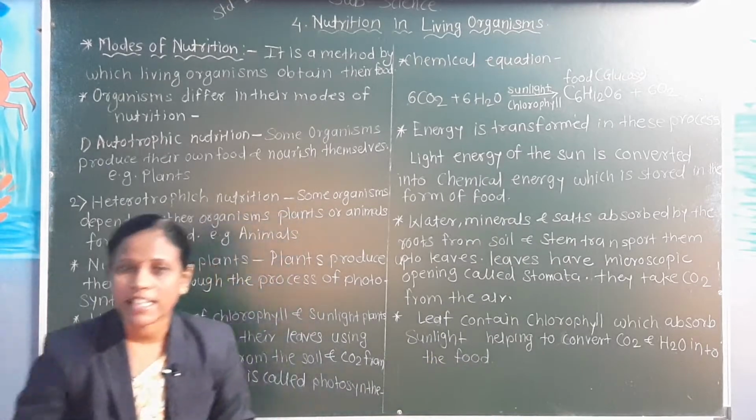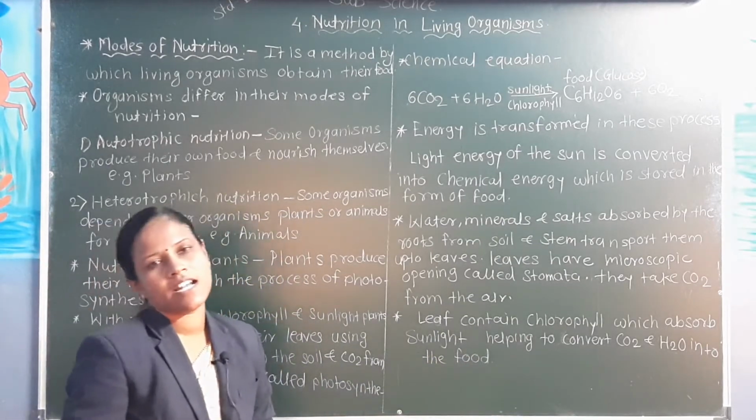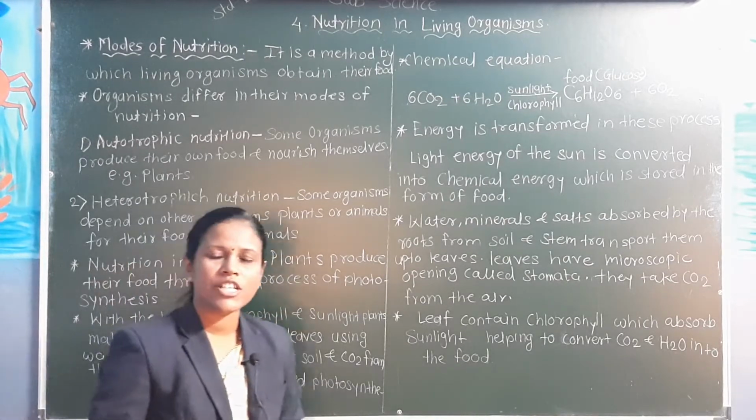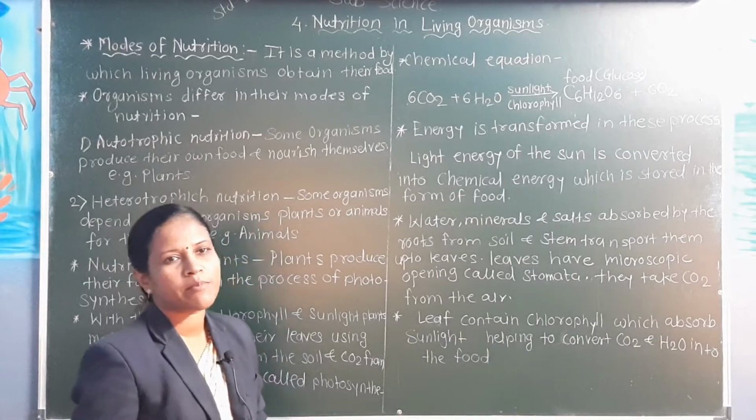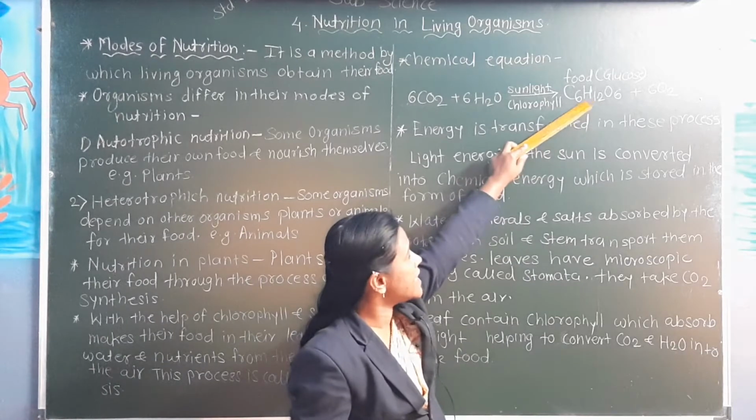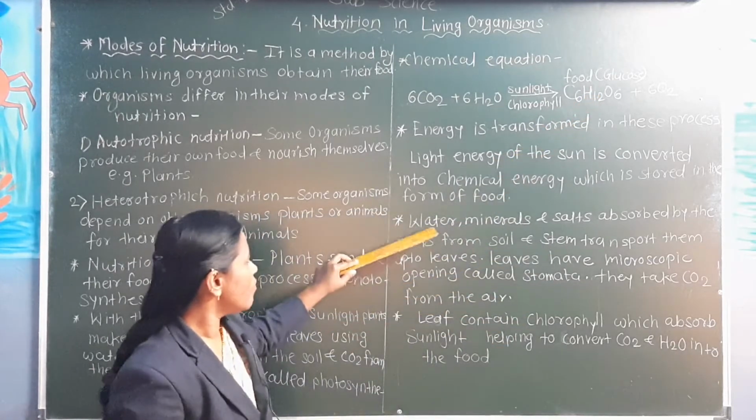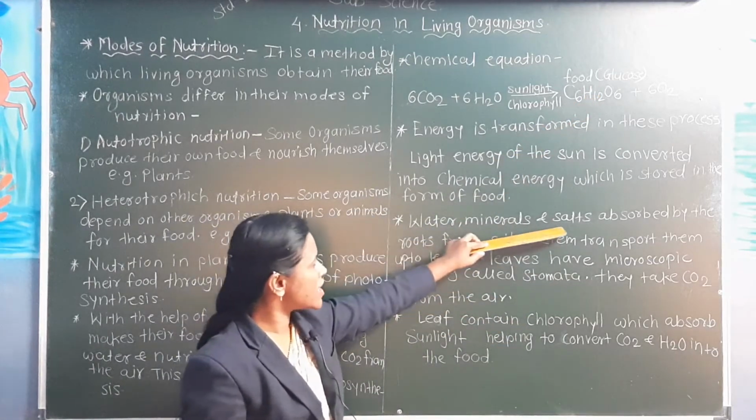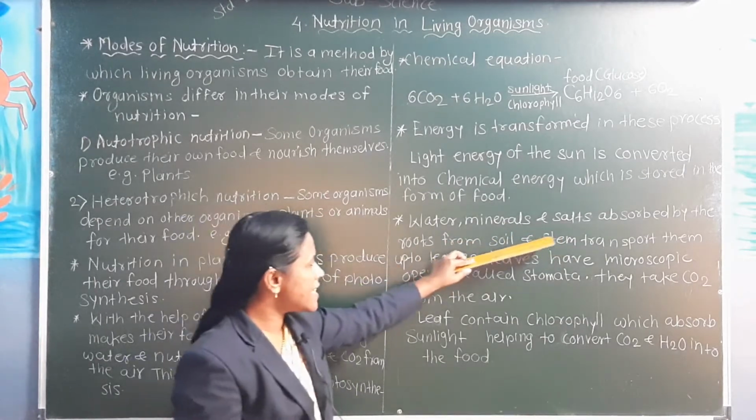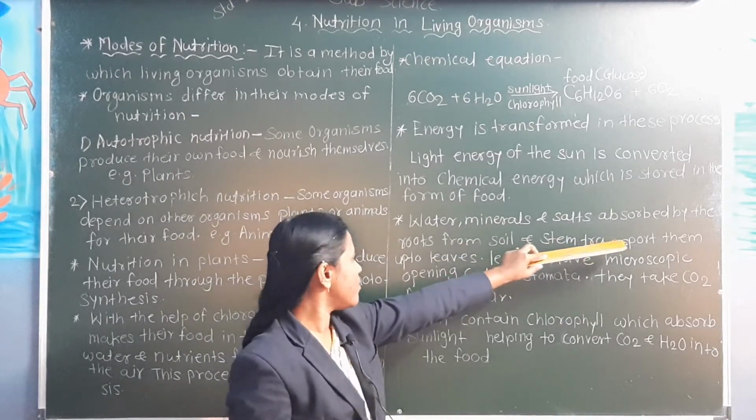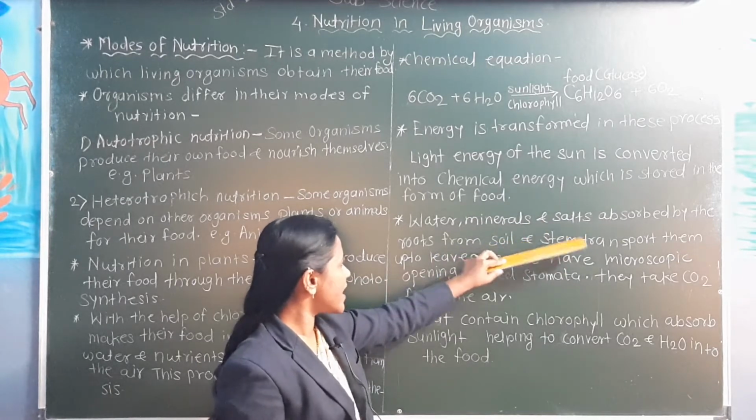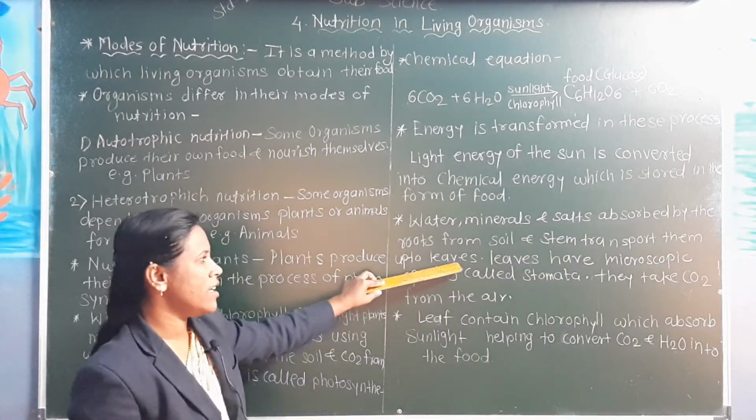In this photosynthesis, energy is transformed. In which form? Light energy is transformed into chemical energy and they store it in the form of food, that is the plant's food. Water, minerals and salts are absorbed by the roots from the soil and the stem transports them. Which transports? That water and minerals and salts. Transport them up to the leaves.